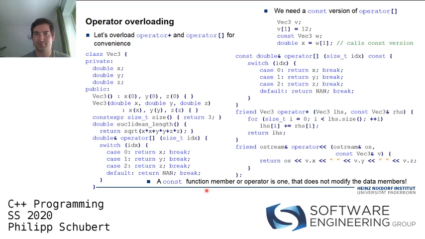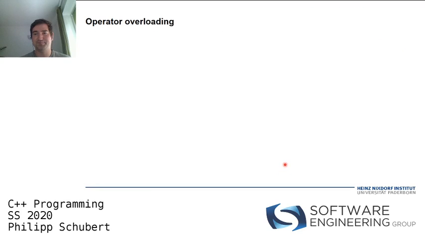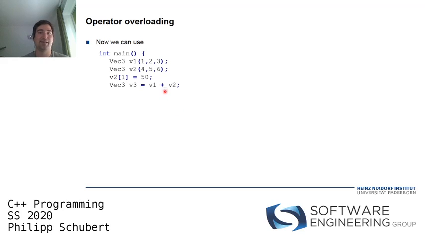Yeah, and I already told you that. So a const function, member or operator is one that does not modify the data members. So now we can use the following thing. We can use the vec3 type to construct two variables, and we can also use the square bracket operator here, and then we can also add them up. So v1 plus v2, and the vec3 will contain the entry-wise sums. And then we can print the result to the command line, and it will output 5, 52, and 9 as a result.